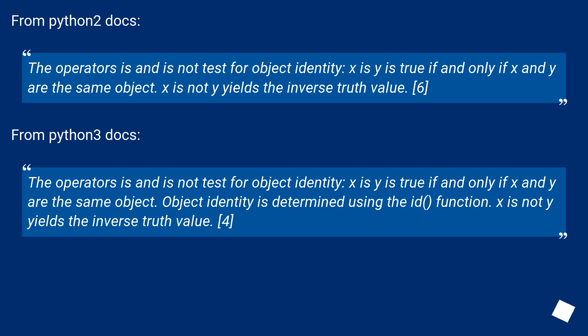From the Python 2 docs: the operators is and is not test for object identity. X is Y is true if and only if X and Y are the same object. X is not Y yields the inverse truth value. From the Python 3 docs: the operators is and is not test for object identity. X is Y is true if and only if X and Y are the same object. Object identity is determined using the id function. X is not Y yields the inverse truth value.